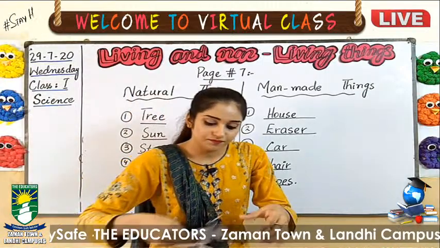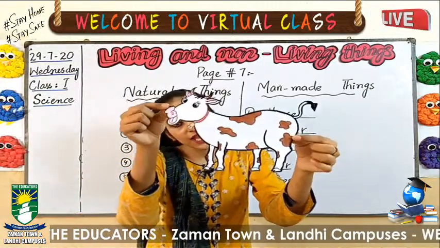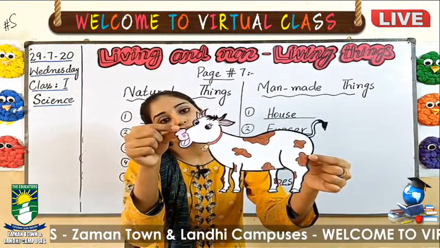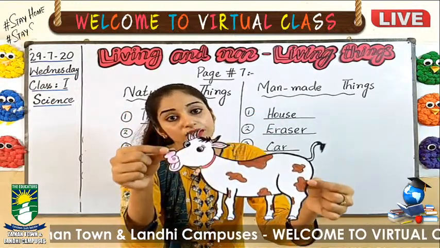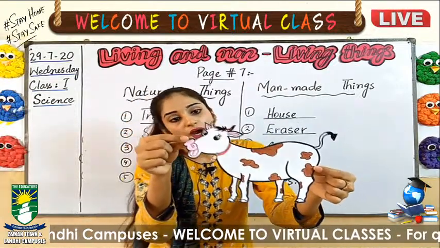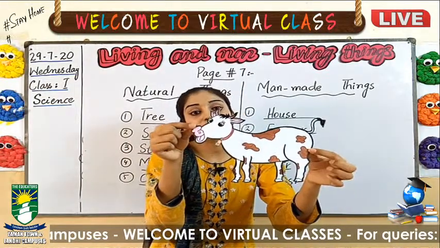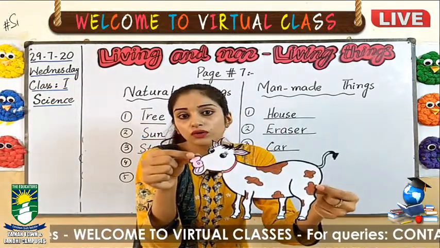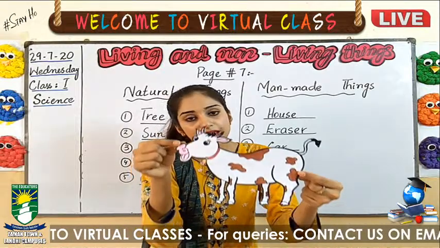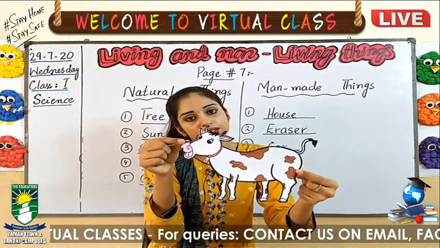Look at this. This is a picture of an animal. This is a cow. So tell me, I told you all the animals are living things. So cow is also a living thing. Why? Because it can move, it eats food, it can grow, it also breathes. It can also reproduce. It can give birth to young ones.